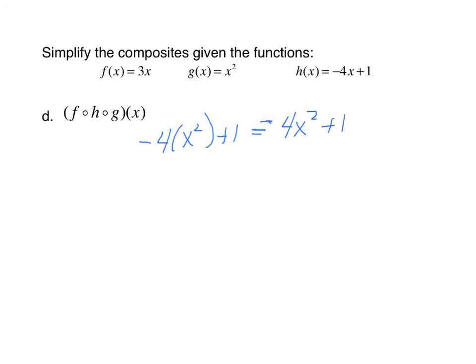And now that result is going to go into the f function. So here's our f function, 3 times x. Instead of x, we're putting all of this. So now this is going to say 3 times negative 4x squared plus 1. And then we simplify. Distributive property is negative 12x squared plus 3. And we're done.